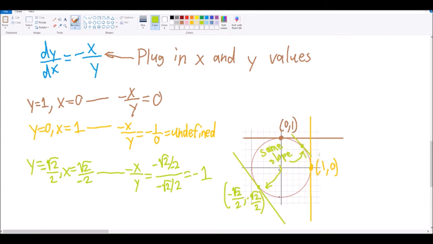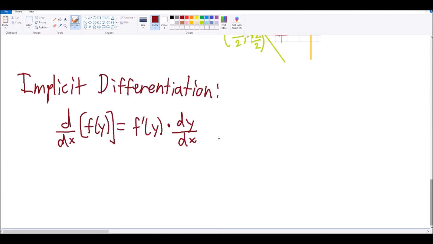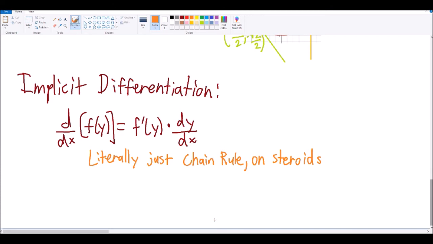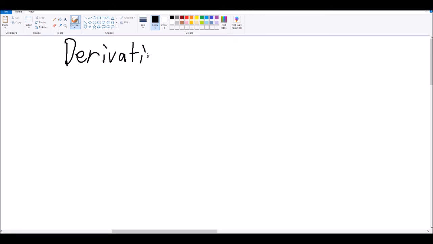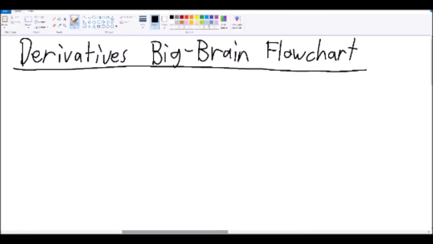This technique right here is called implicit differentiation, and it works as long as you can solve for dy over dx, which most of the time you can. This is literally just chain rule being used like it's on steroids. Alright, let's now put together a flowchart to solve all derivatives. At any point, you can do some algebra to clean up any messes that come up. So, this flowchart is nice and flexible.